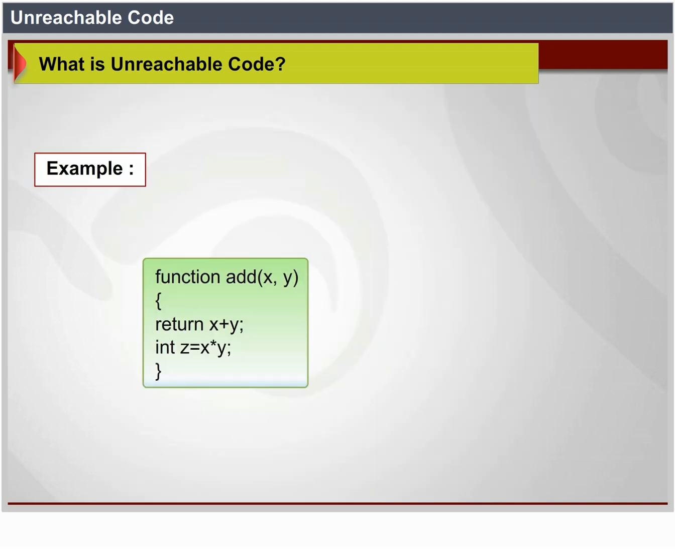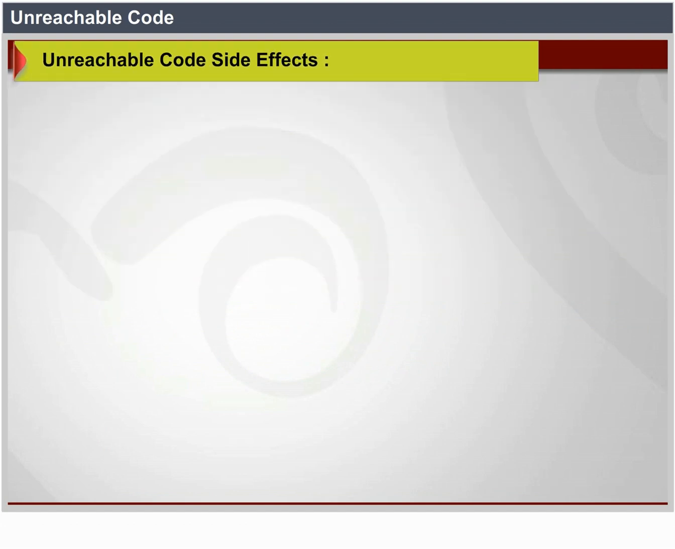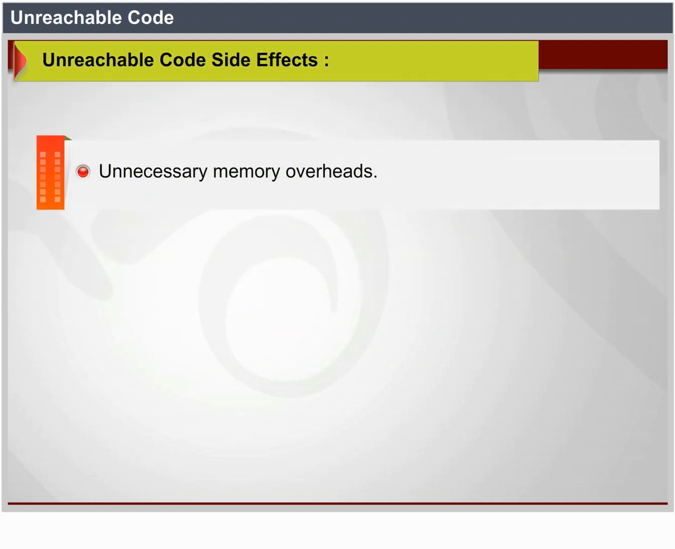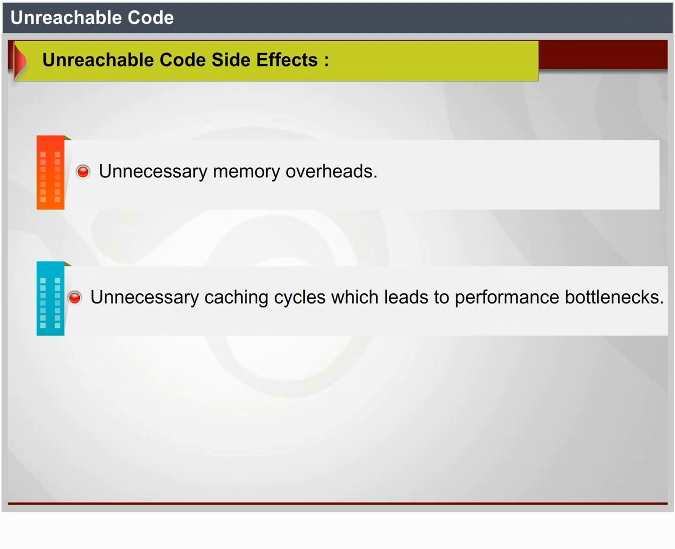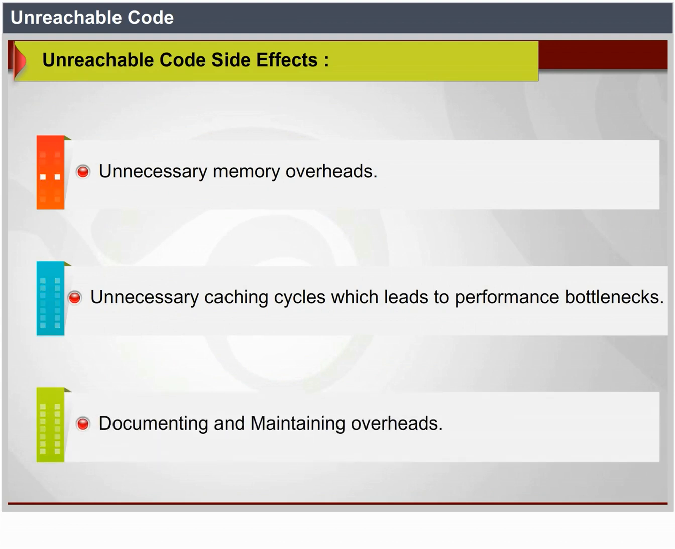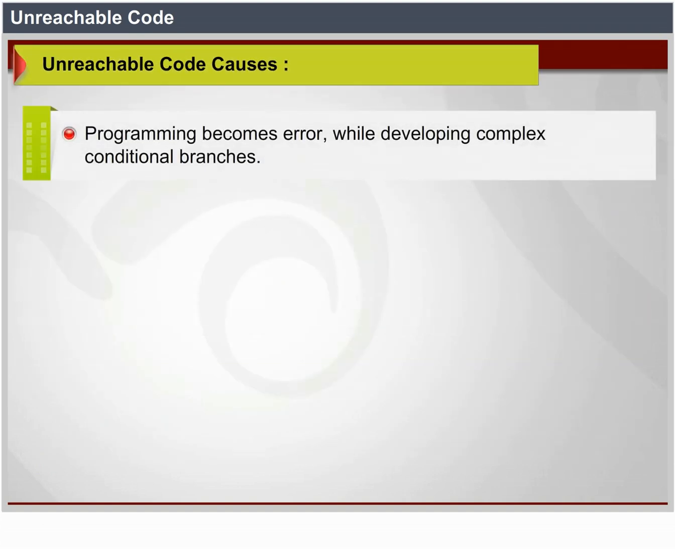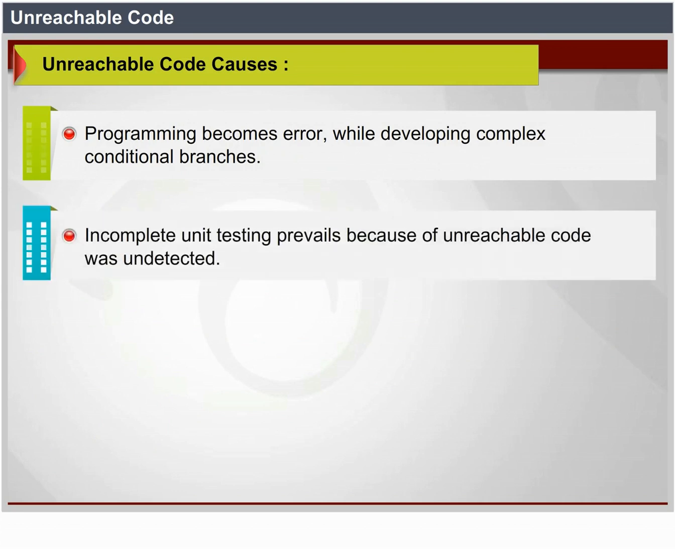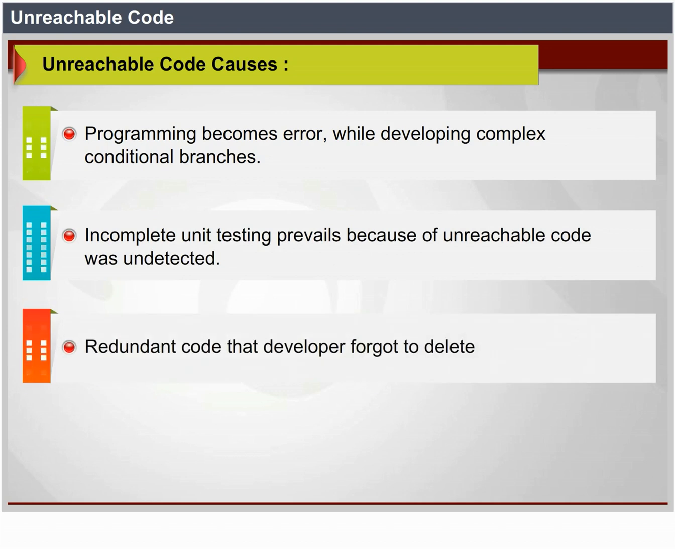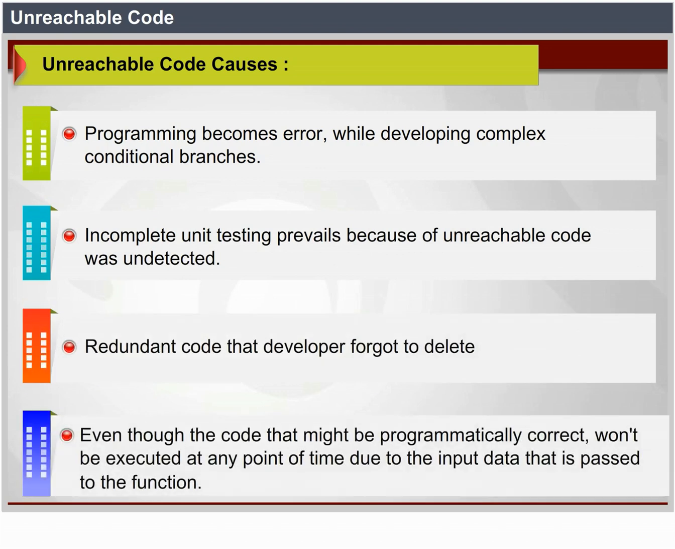Unreachable code side effects: unnecessary memory overheads, unnecessary caching cycles which lead to performance bottlenecks, and documenting and maintaining overheads. Unreachable code causes: programming errors while developing complex conditional branches, incomplete unit testing because of which unreachable code was undetected, redundant code that the developer forgot to delete, and code that might be programmatically correct but won't be executed at any point of time due to the input data that is passed to the function.